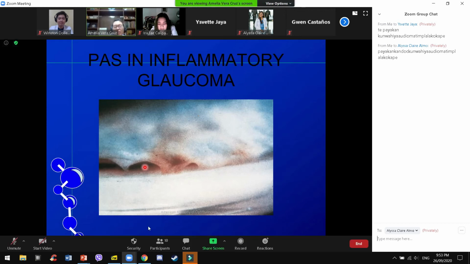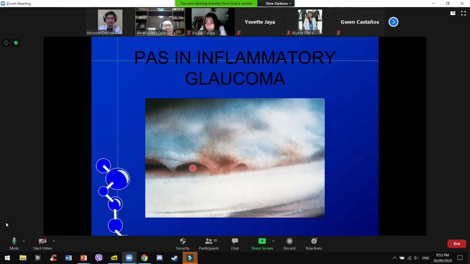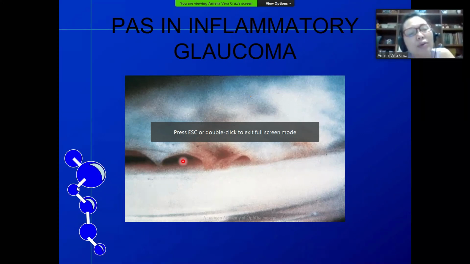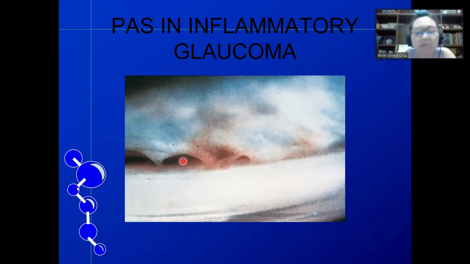Marami ang glaucoma, ano? Pero actually, this is common in our, between uveitis and glaucoma, mas marami tayong glaucoma. And wala tayong age predilection, mga bata pa ngayon ang problema.